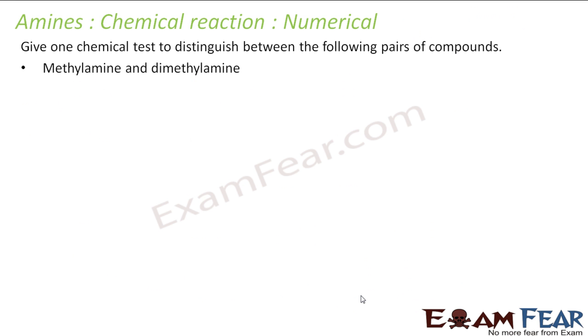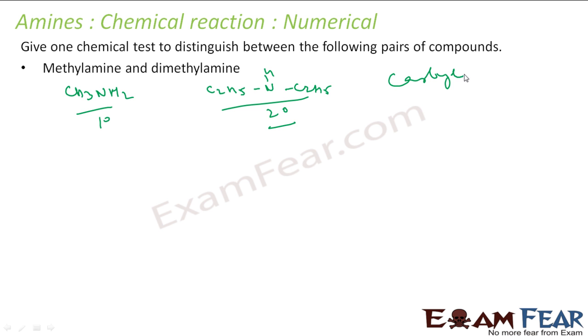Now we have to give the test to distinguish between the following pair of compounds, methylamine and dimethylamine. So this is my methylamine, CH3NH2, and dimethylamine, C2H5, H and C2H5. So if you see, this is my 1 degree and this is 2 degree. So we can easily differentiate this. There are so many tests. We can differentiate by carbolamine test also.